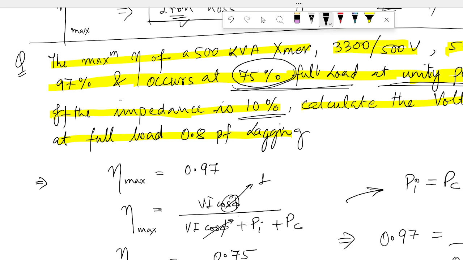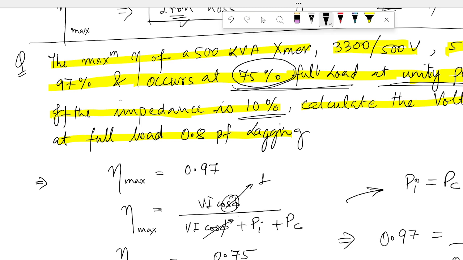0.54, sir. Upon 2, 0.27. Sir, 0.27. No. How is VI equal to 0.75? How did it come 0.75 VI? Okay, VI, how has it come 0.75?